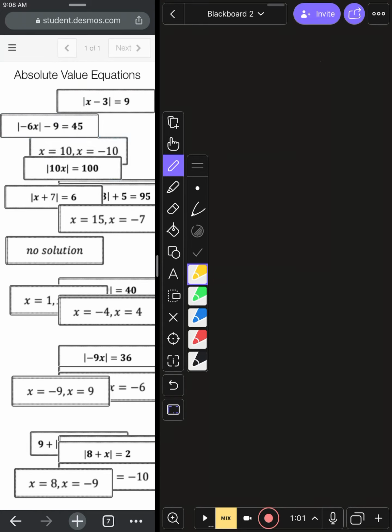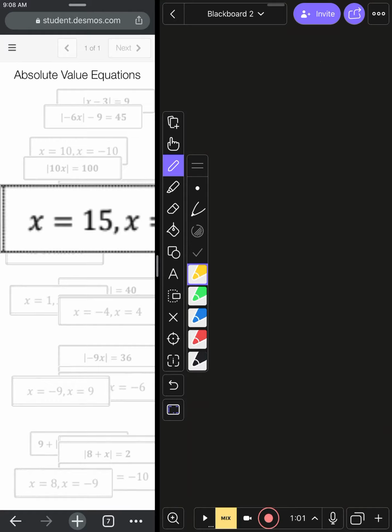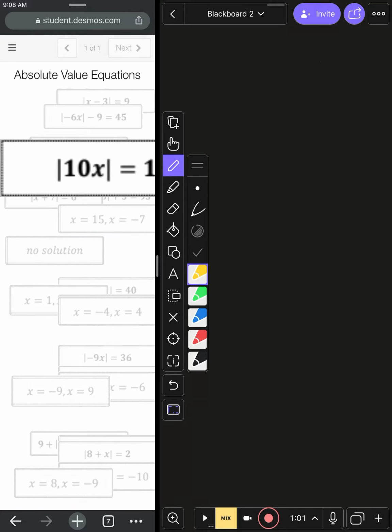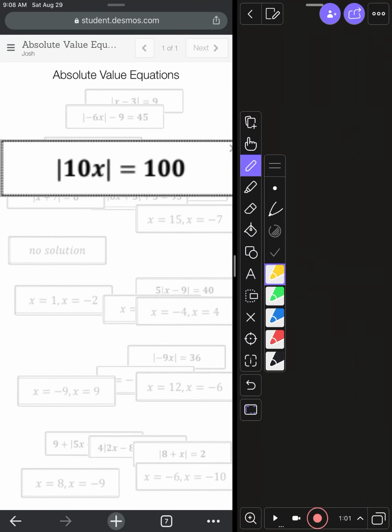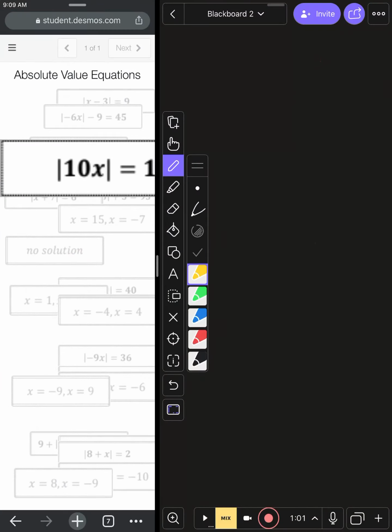So we'll start with this one. Let's see if I can zoom in a little bit. We'll start with that one right there. Absolute value of 10x equals 100. So we have the absolute value of 10x equals 100.